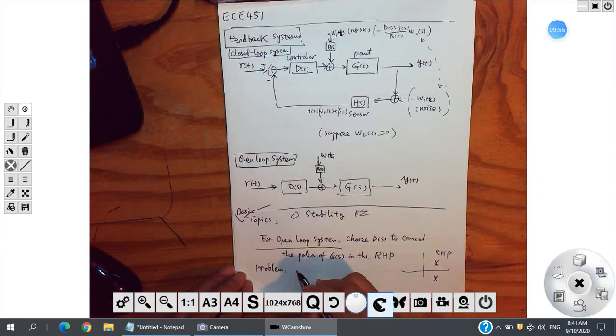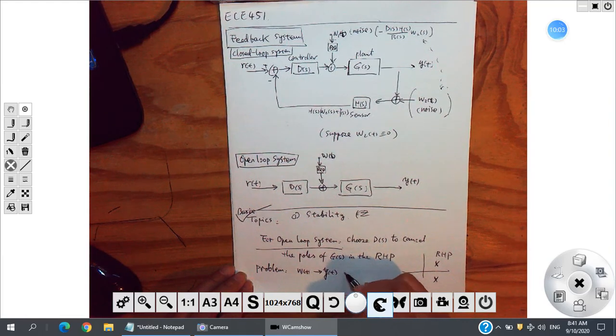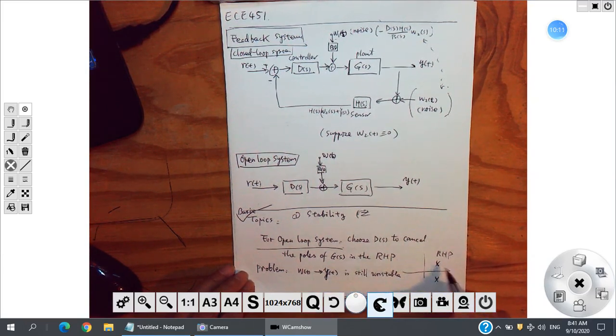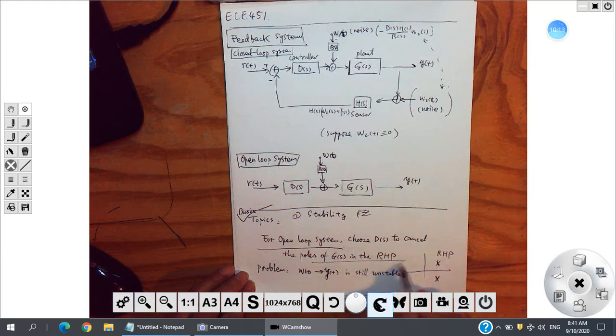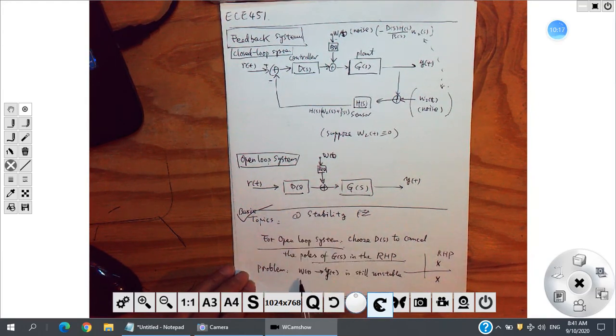For this one, the transfer function from W to Y(t) is still unstable. Suppose G(s) is unstable. Then no matter what D(s) is, this one is still unstable.